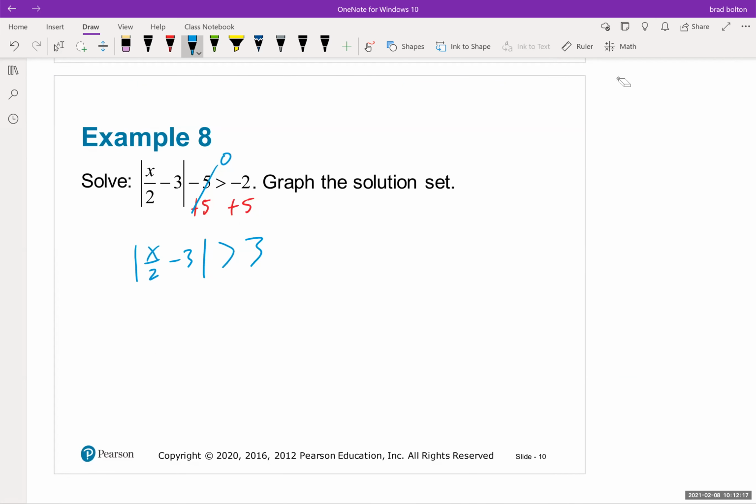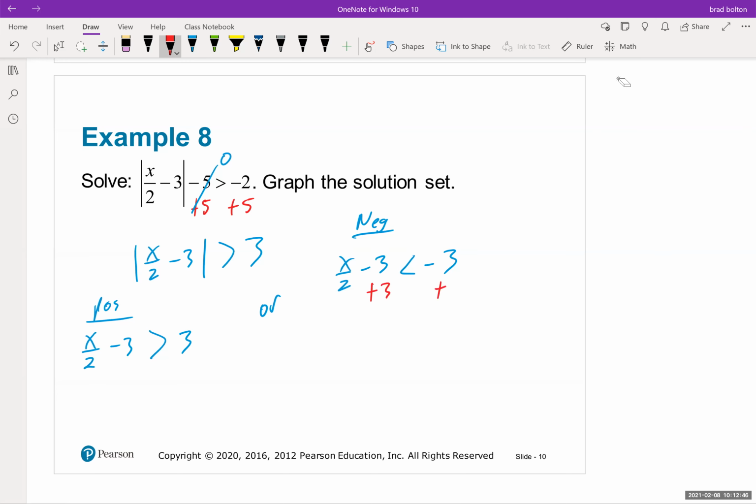So we're going to do the positive version. x over 2 minus 3 is greater than 3. And then we're going to do the negative version over here. x over 2 minus 3 is less than -3. Remember, this is an or statement, and because I changed the symbol to a negative on the right side of the inequality, I have to change the direction of the inequality.